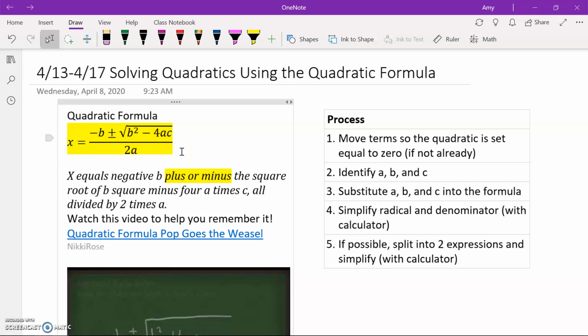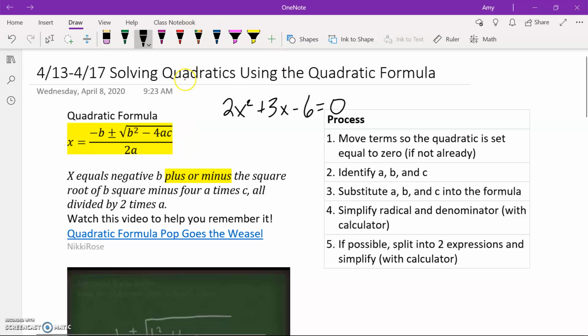Now we have a formula that can tell us the solutions, or those x values, for our quadratic equation. So if you have some quadratic, maybe something like 2x squared plus 3x minus 6 equals 0, you can figure out what your two answers are using our quadratic formula.